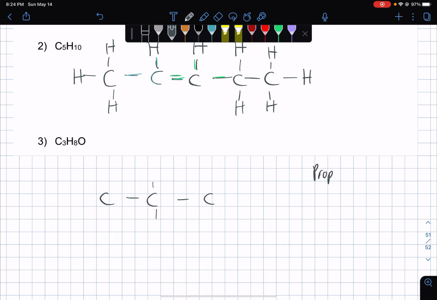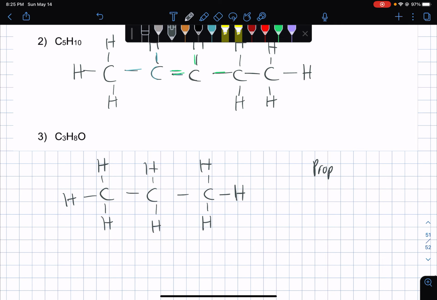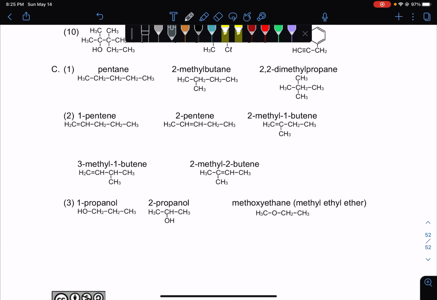So let's try to add the hydrogens. 1, 2, 3, 4, 5, 6, 7, 8. This is weird. Why is oxygen here? Where is it supposed to be stationed? Everything's already connected to each other. I wonder. Answer key, please. I give up.